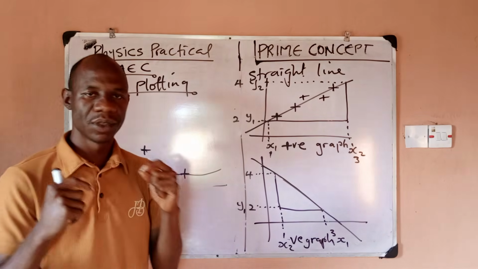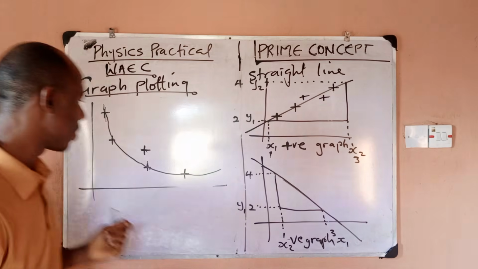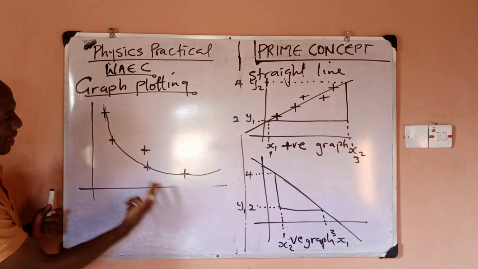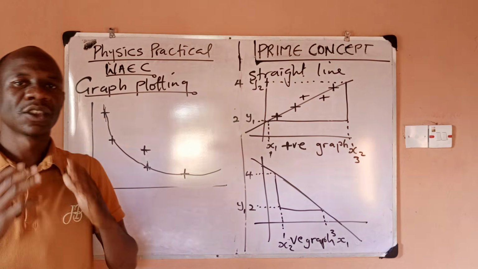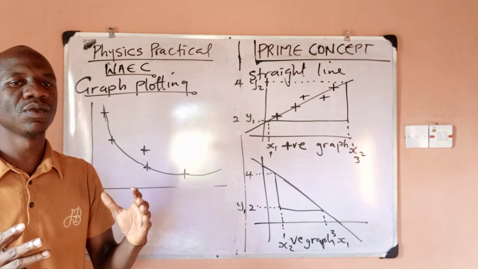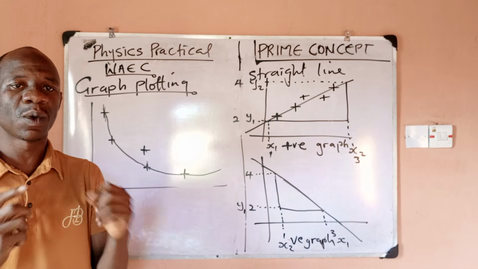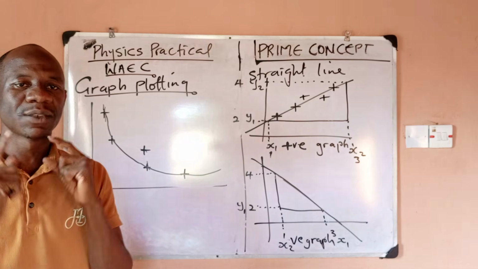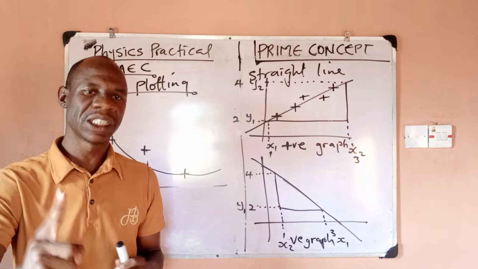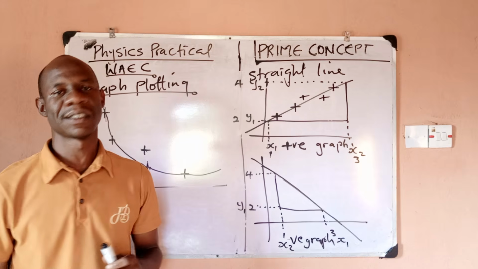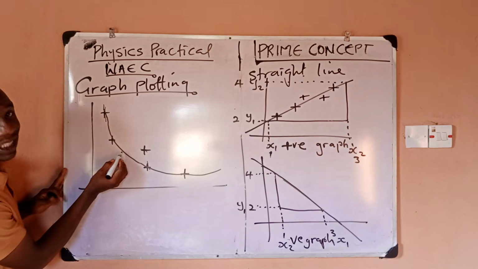Now, what if they ask you in your WAEC to find the slope for a curve? Somebody would say, it is not easy to draw a triangle since this is a curve. Of course, you are correct. If you want to find the slope of a curve, you need to draw what we call a tangent line. A tangent line is a line that touches a curve at one point. So I'm going to pick a point randomly.